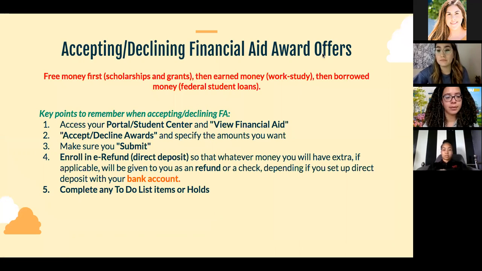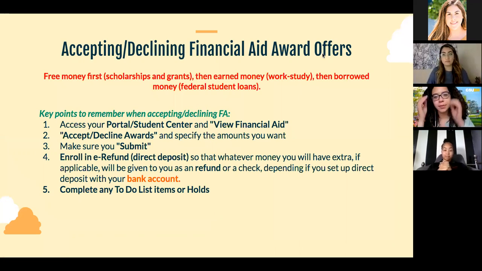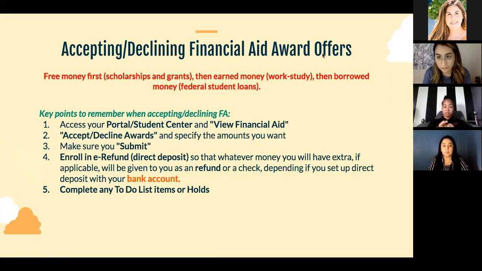So now we're going to show you how to actually accept and decline the financial aid awards that you might be offered. But one of the rules that we want to emphasize is that you all should take out the free money first. So that would be scholarships and grants. Then you would take out the earned money, which is work study. And then the last resort would be the borrowed money, so the federal loans that Sydney talked about.